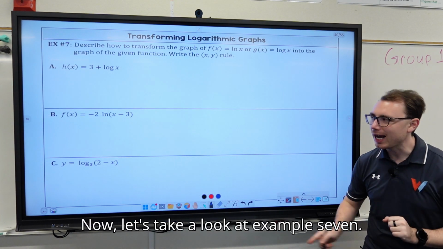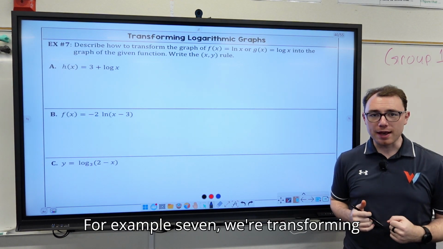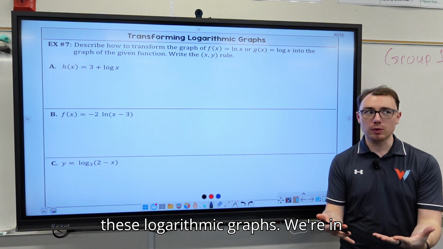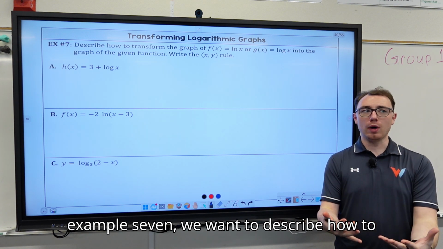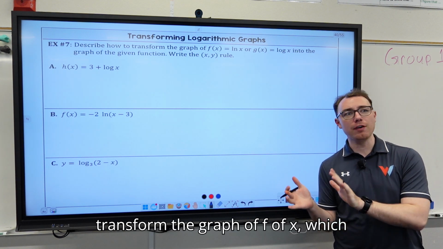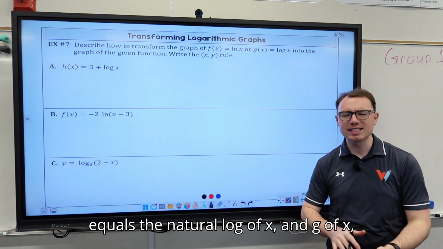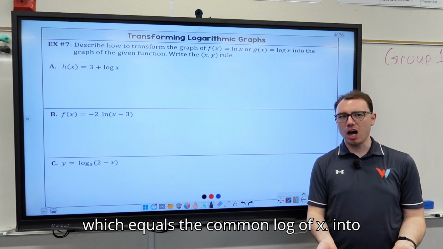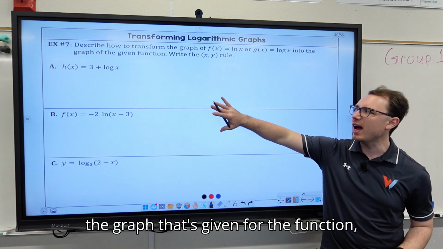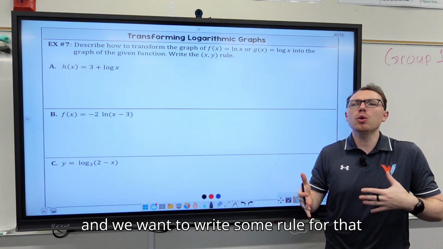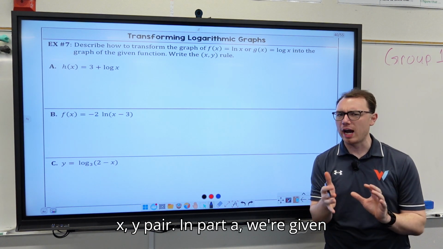Now, let's take a look at example 7. For example 7, we're transforming these logarithmic graphs. We want to describe how to transform the graph of f of x, which equals the natural log of x, and g of x, which equals the common log of x, into the graph that's given for the function. We want to write some rule for that x-y pair.